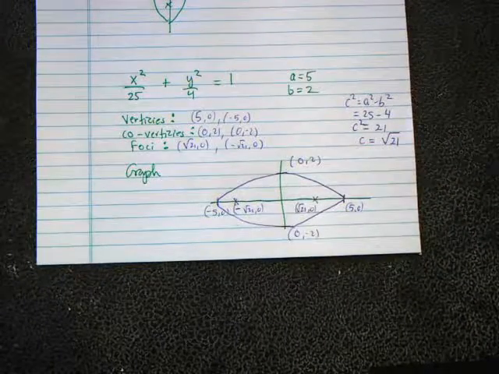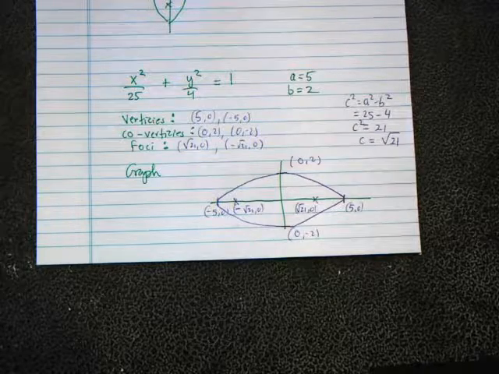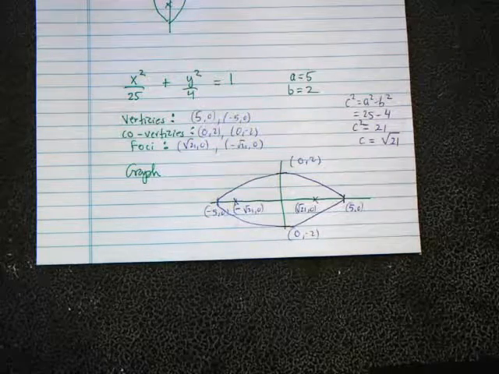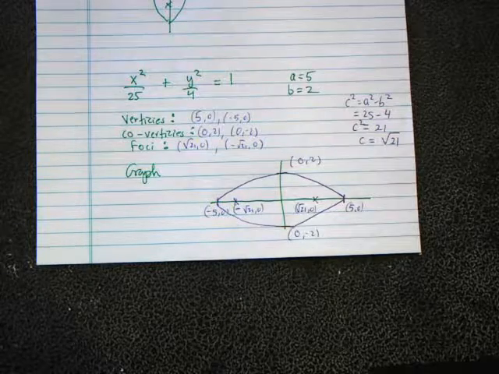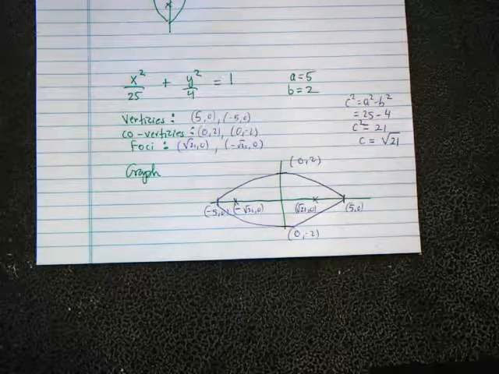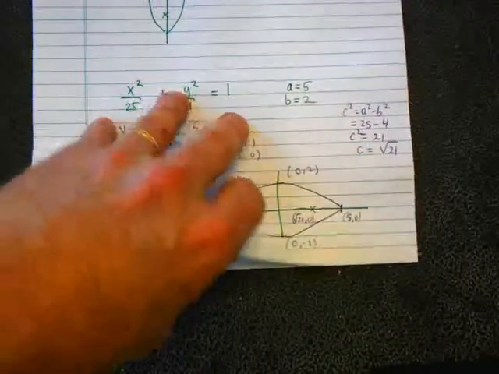So there's all the information. There's our vertices, our co-vertices, and our foci. Questions on that? All right.